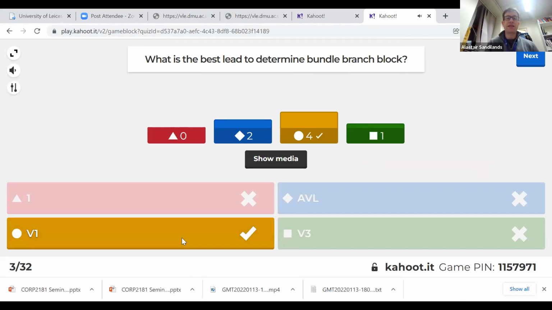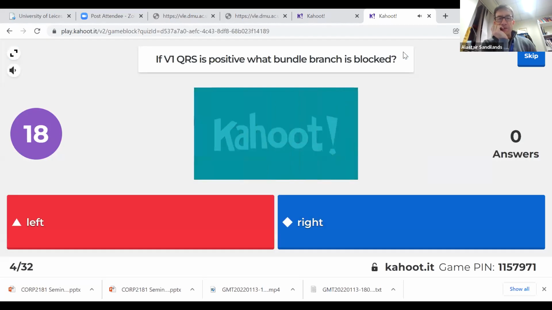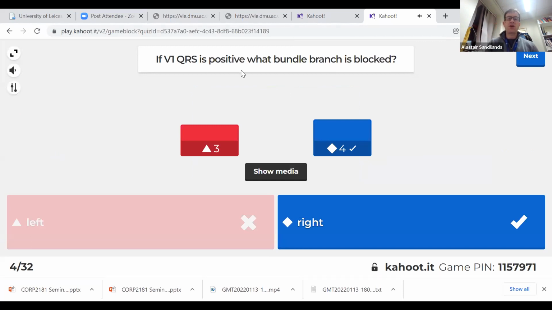Yeah, V1 is the best lead to look for bundle branch block. If it's negative, remember it's left bundle branch block. If it's positive in lead V1, it's right bundle branch block. Of course, you may look at AVL to look for left axis deviation, but again, it's not the best lead. Yeah, so if QRS is positive in V1, it's right bundle branch block.